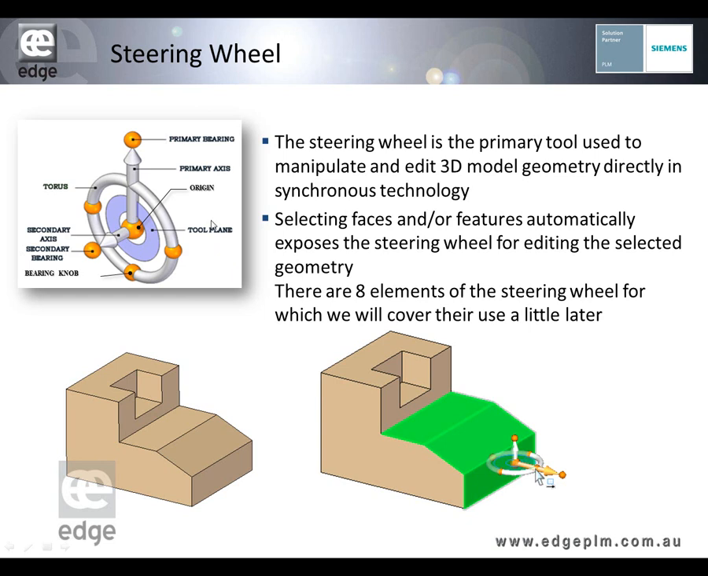We've got the origin, a thing called the tool plane around here. We've got a torus, which is used for rotating the steering wheel and all the geometry attached to it. And then we've got a primary axis and a secondary axis. Either of those can be used for moving geometry, as we'll see. Then we've got a primary bearing and a secondary bearing, which are used for reorienting the direction of the steering wheel. We'll get into that a little bit more. And then we've got our bearing knobs, which are like ordinal points. So if I want to move the primary axis so that it points out 90 degrees this way, I click on that knob.